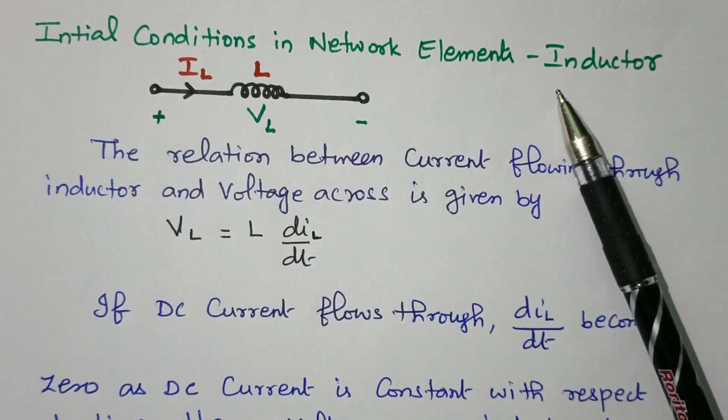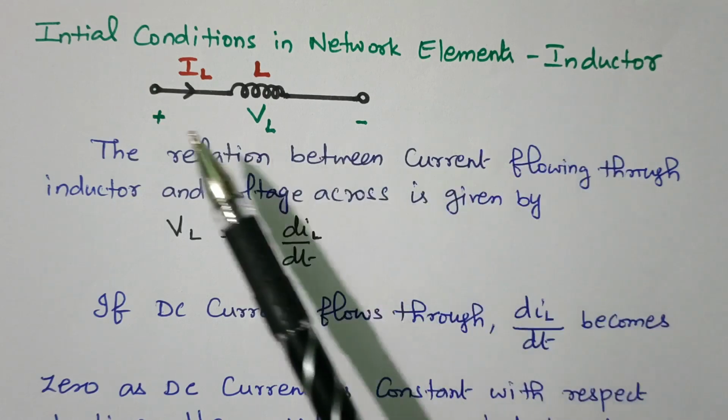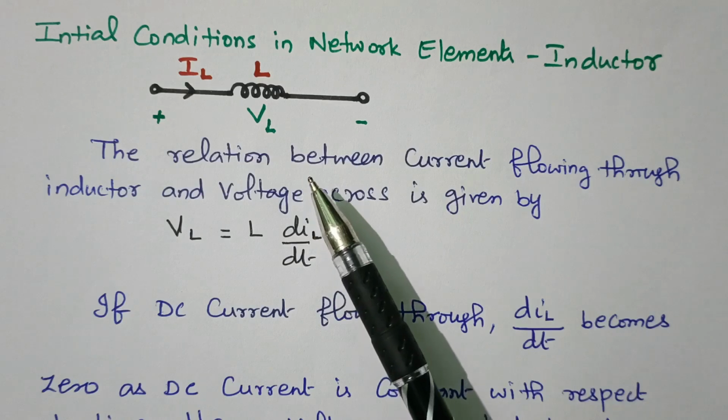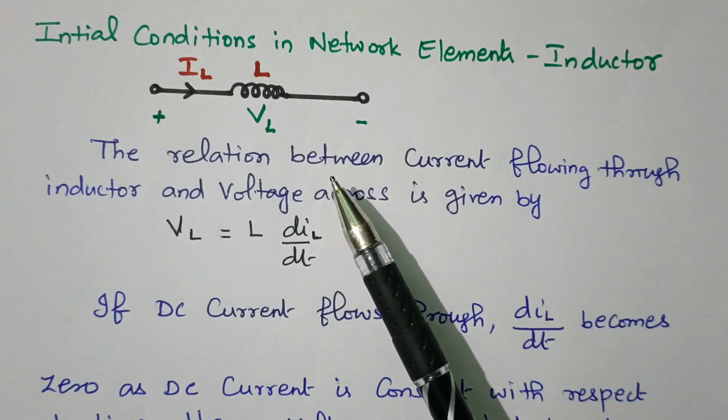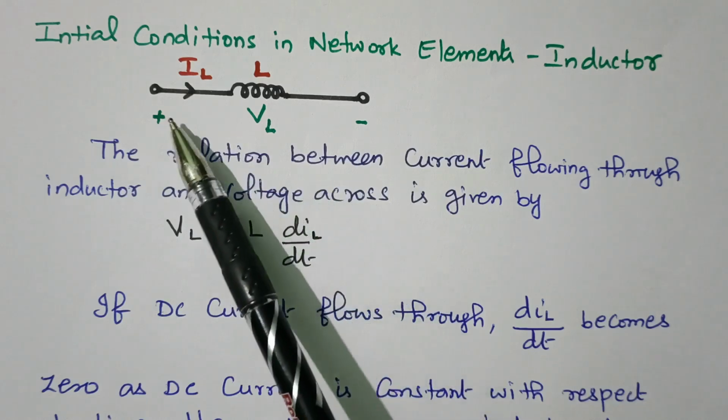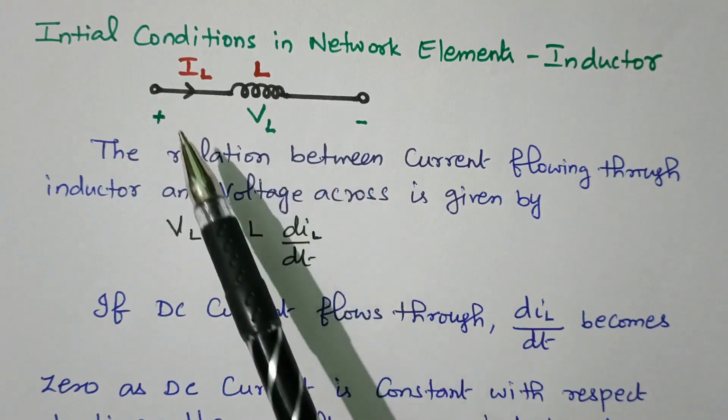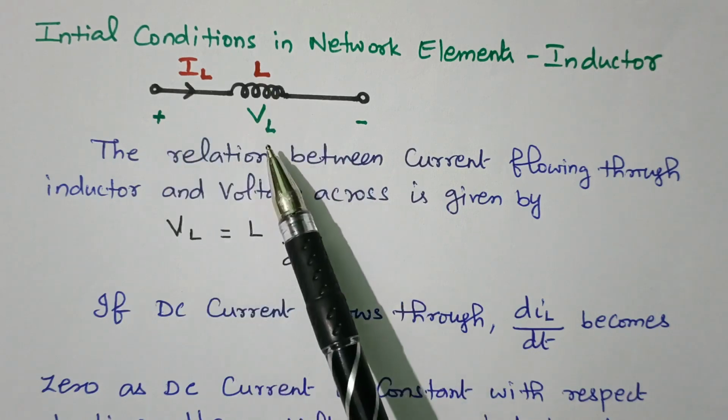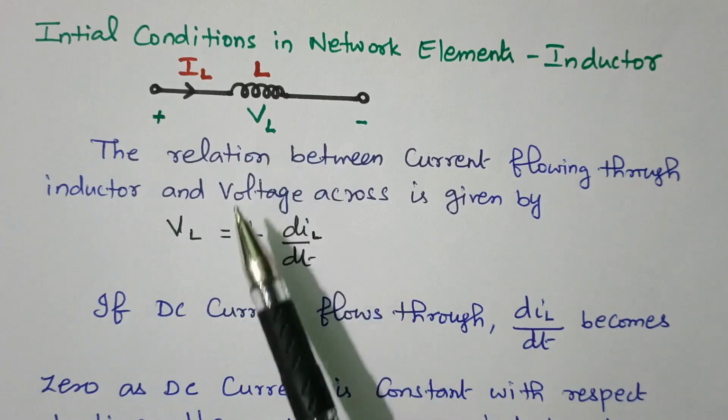Now we'll go to the topic, the network element inductor. What is the initial condition? While going with the transient, what are the initial conditions available in the inductor? Let us consider the inductor L. The current IL is flowing through the inductor. The voltage across the inductor is VL.